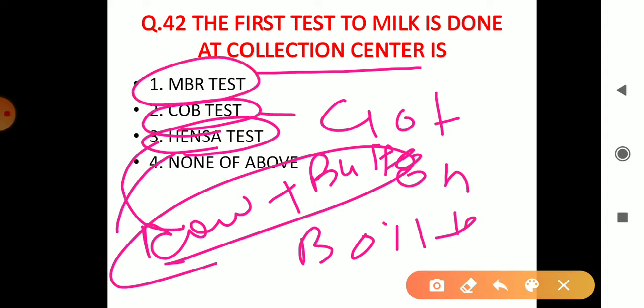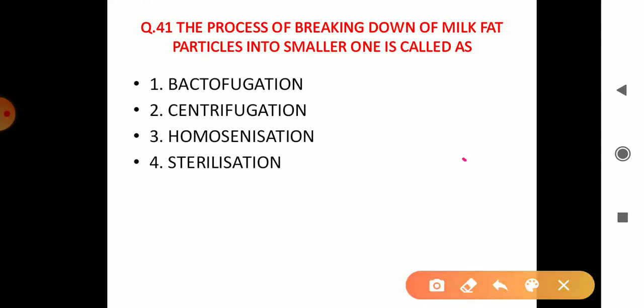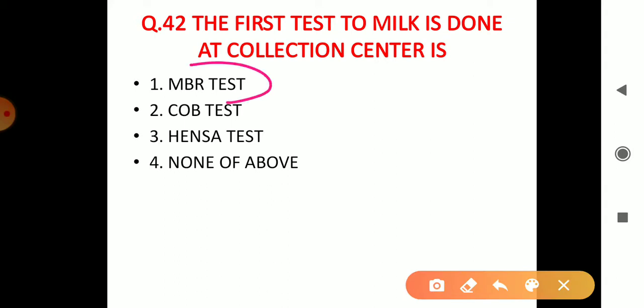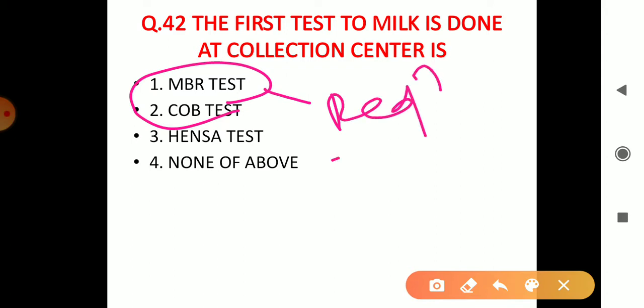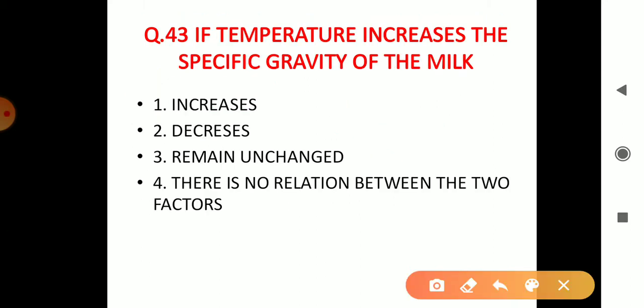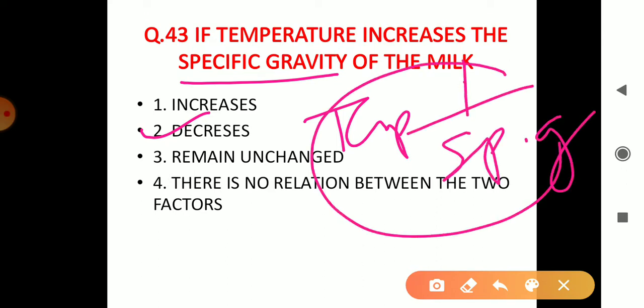What is the MBR test? The MBR test is a reduction test, by which we can know how much load or amount of microorganisms is present in the raw milk sample. If temperature increases, the specific gravity of the milk decreases. So temperature and specific gravity are inversely proportional. Just remember this relation between them.